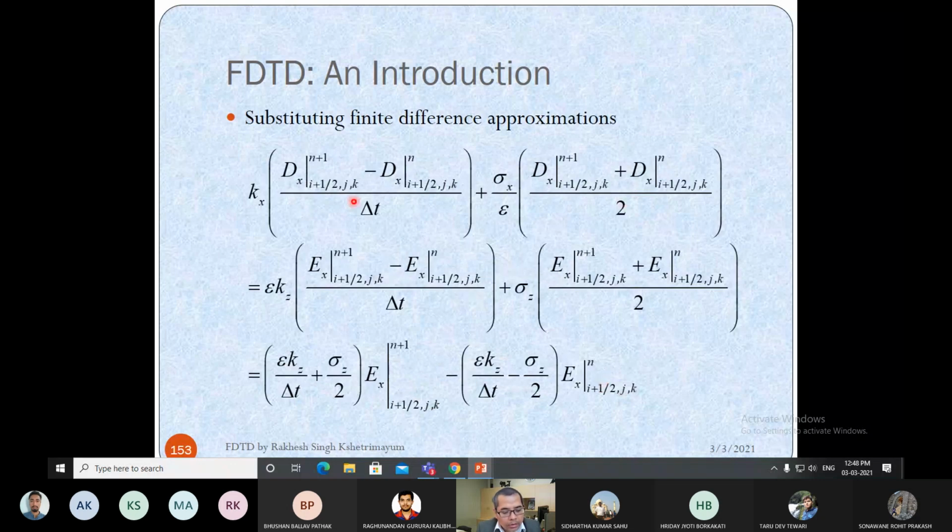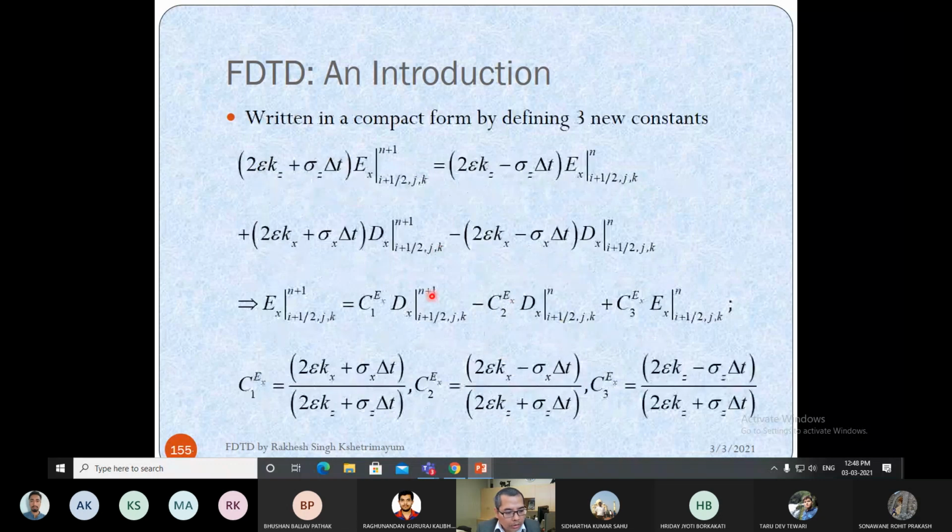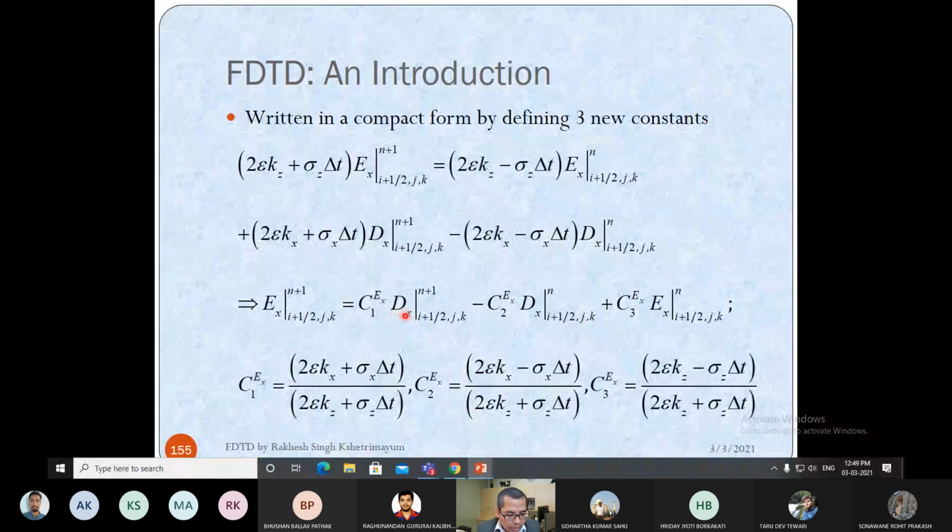Then again, you rearrange the terms. Let's say if I want to find Ex at the n plus 1 time instant, then I need to know Dx at n plus 1 and Dx at n, and Ex at n. From the equation you derive it, then transfer all the constants to the right hand side. Then you can define new constants C1, C2 and C3. C1 is defined like this, C2 is defined like this, C3 is defined like this. That's a simple derivation. So the final update equation would be of the form Ex at n plus 1, location i plus half, j, k, should be related to Dx at n plus 1, i plus half, j, k. See the location, time location and space location, you need to worry about.